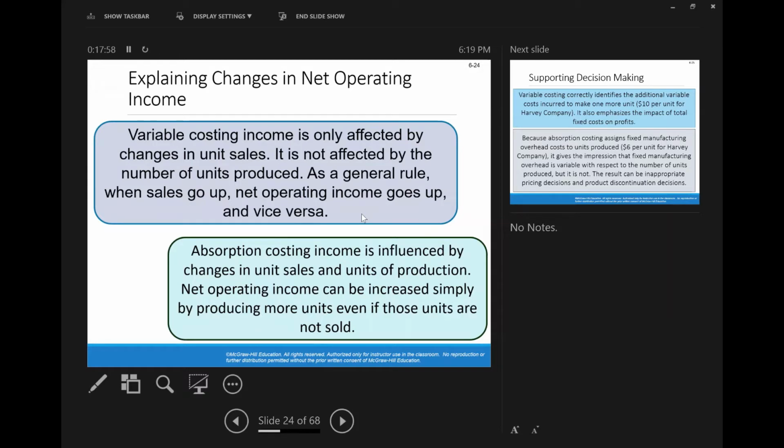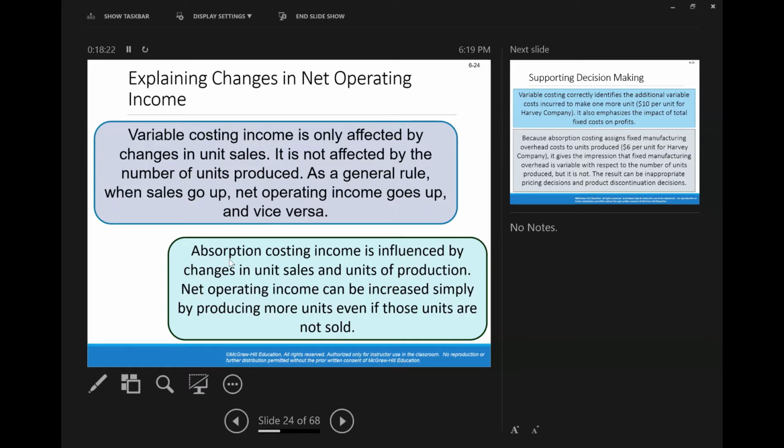Okay, so variable costing income is only affected by changes in unit sales. It's not affected by the number of units produced. As a general rule, when sales go up, the net operating income goes up and vice versa. Remember, all that fixed cost is in there, so of course, if you sell more units, you're going to have a higher income.